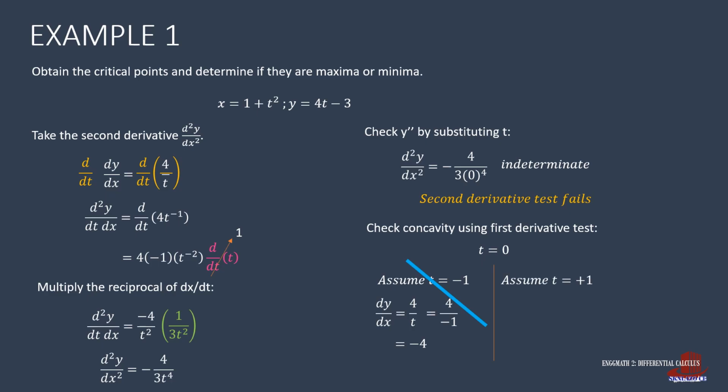Now assume t of positive 1 on the right side of the line. dy over dx then becomes 4 over 1, which is positive 4. A positive slope starts at bottom left and rises to top right. From the characteristics of the slopes, we can then deduce that the critical point is a minima.